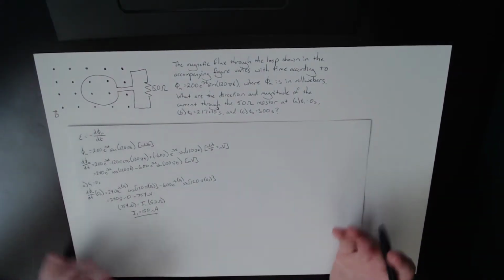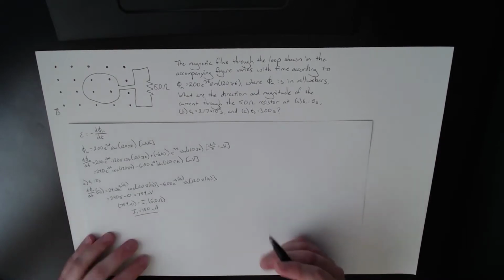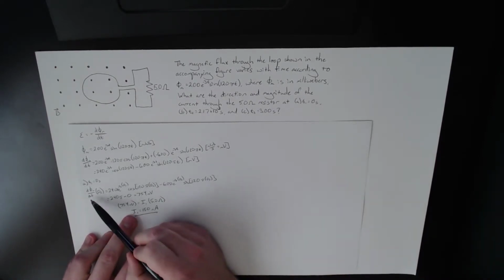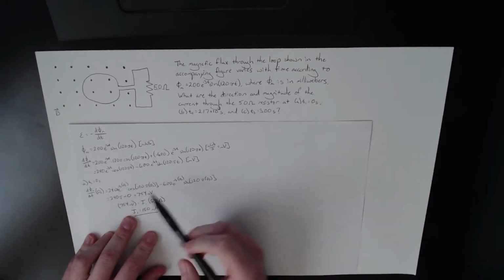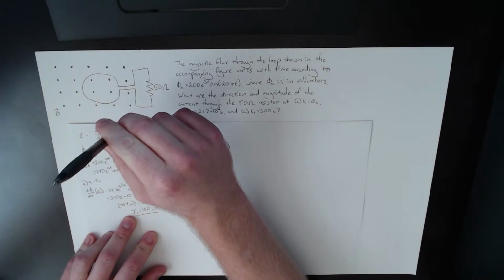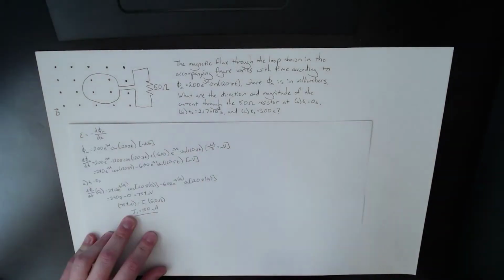In order to do that, we'll lean on Lenz's law, which reads that the direction of the induced EMF opposes the change in the magnetic field. Since our change in magnetic field at time t equals 0 is positive, meaning that is increasing up out of the page, our induced EMF will oppose that and go into the page.